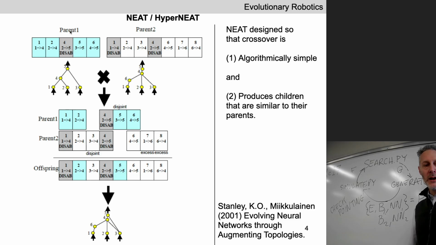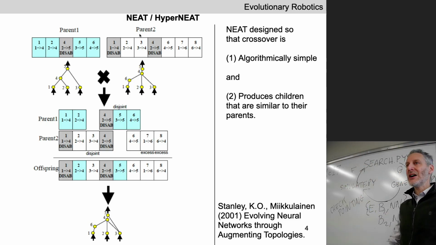So in parent 1, there are 1, 2, 3, 4 synapses. In parent 2 over here, there is 1, 2, 3, 4, 5 synapses. And also, by the way, parent 1 and parent 2 have a couple of disabled synapses. Their G's are different and their P's are different.